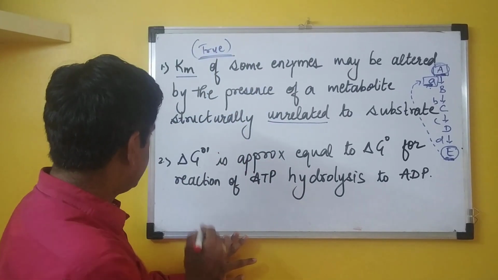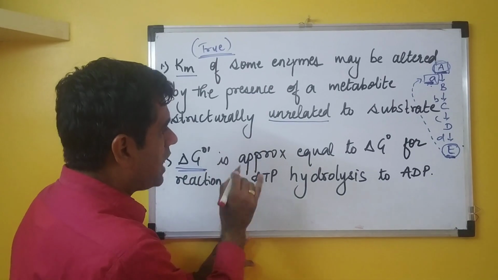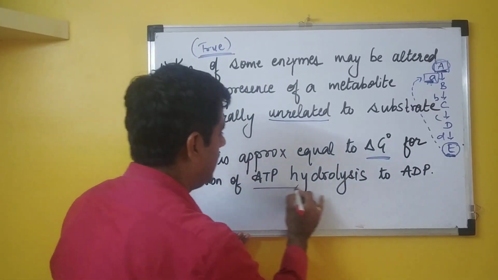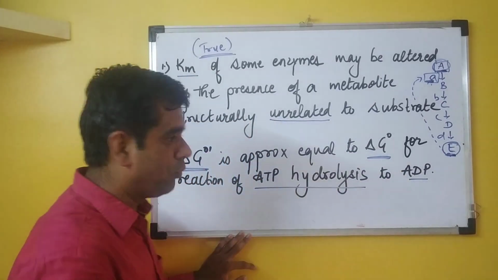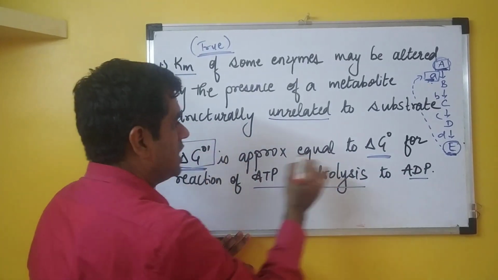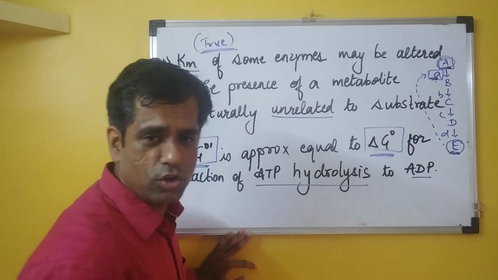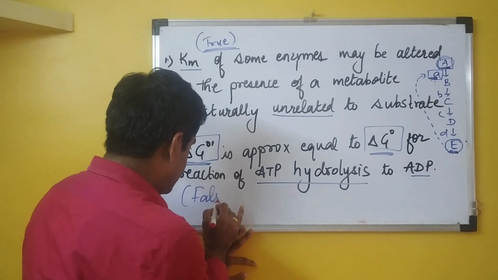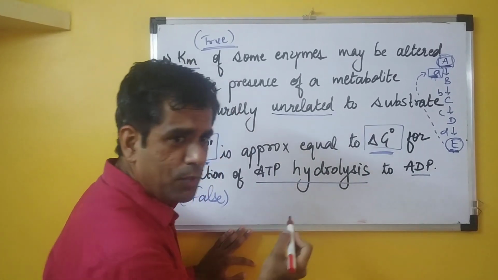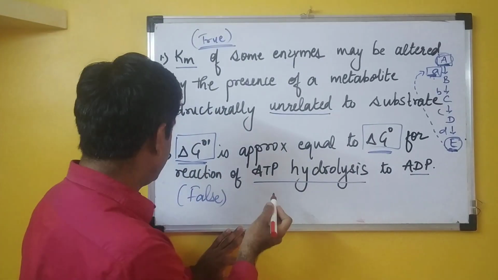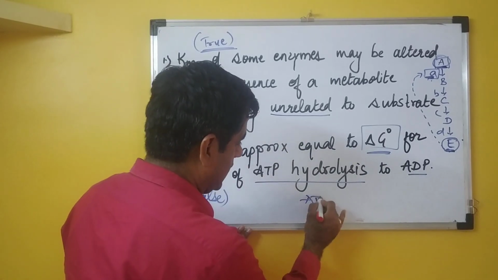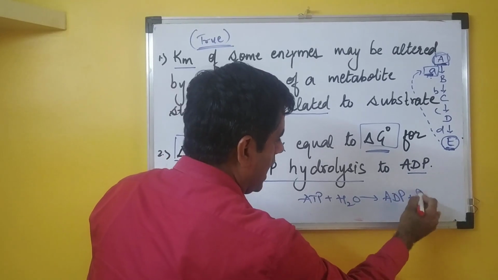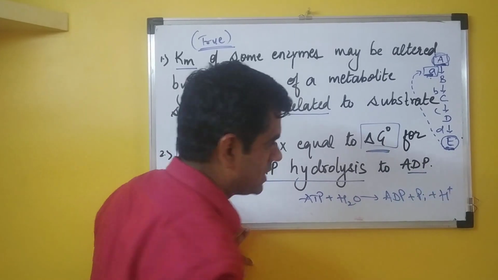Second statement says that delta G0 prime is approximately equal to delta G0 for hydrolysis of ATP to form ADP. Now both are constant. This is a transformed biochemical constant. This is also a constant free energy change. This statement is false. Basically because hydrolysis of ATP we know is involving the formation of H+, because we say that ATP plus H2O to form ADP plus Pi and your H+, right?